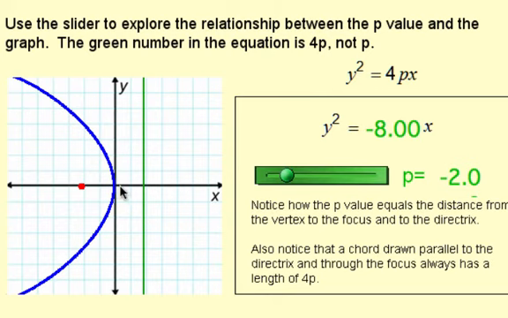The distance from the vertex to the focus is 2. From the vertex to the directrix is 2. And this distance going through the focus, that is 4 times the p-value. So the distance from one edge of the parabola to the other going through the focus is 4 times the distance from the focus to the vertex. So you have 2, and this distance is 8. That's always true. So that's the big picture for this lesson.